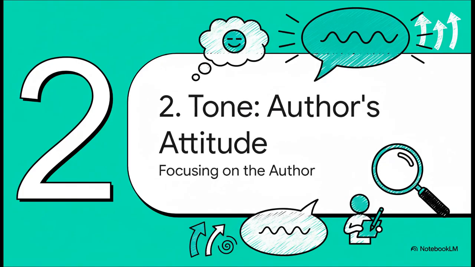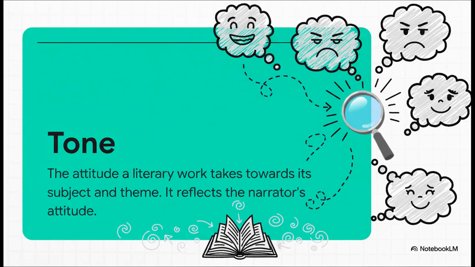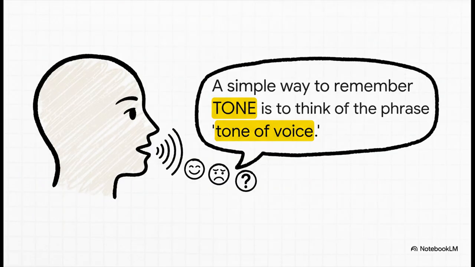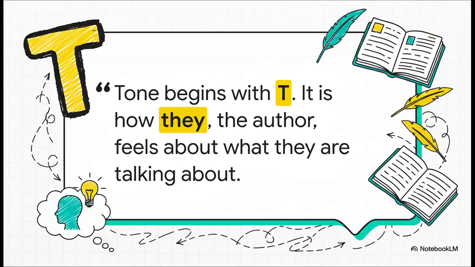Okay, so let's dig a little deeper into that first idea. Let's talk about tone. So what is tone, really? The textbook definition says it's the author's or the narrator's attitude toward their subject. Are they being sarcastic, sincere, maybe a little critical, or even humorous? All of that, that's the tone. And there's a super simple way to remember this. Just think of the phrase tone of voice. It's perfect, right? How would the author sound if they were reading this out loud to you? That's their tone.